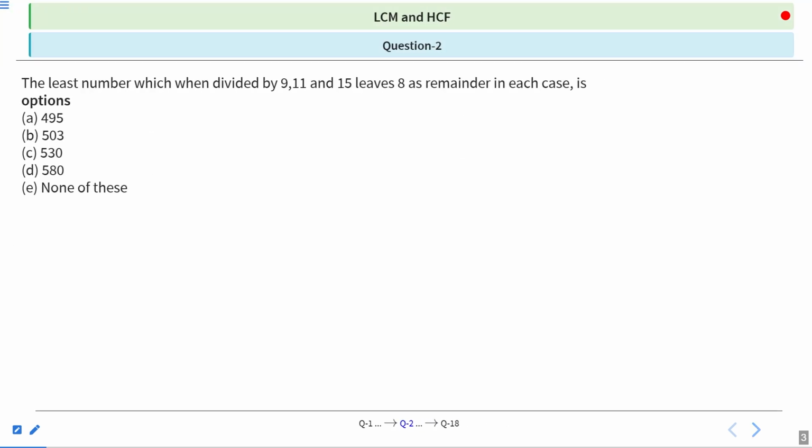Next: the least number which when divided by 9, 11 and 15 leaves 8 as remainder in each case is, and the options are option A 495, option B 503, option C 530, option D 580 and option E none of these. I'm giving you 10 seconds to find out the correct answer, and after that I will do the solution for you.